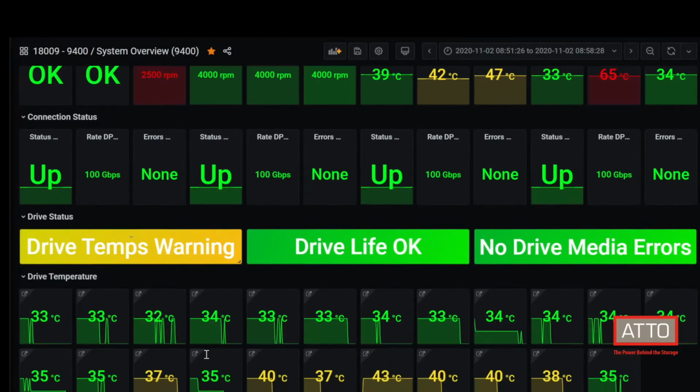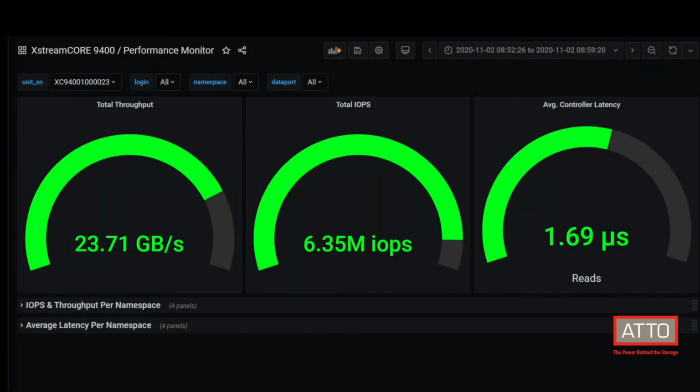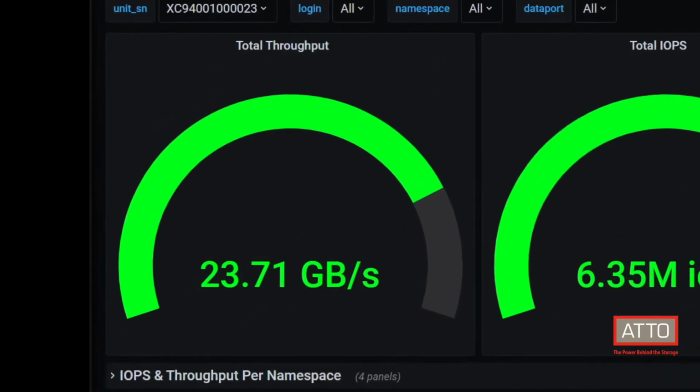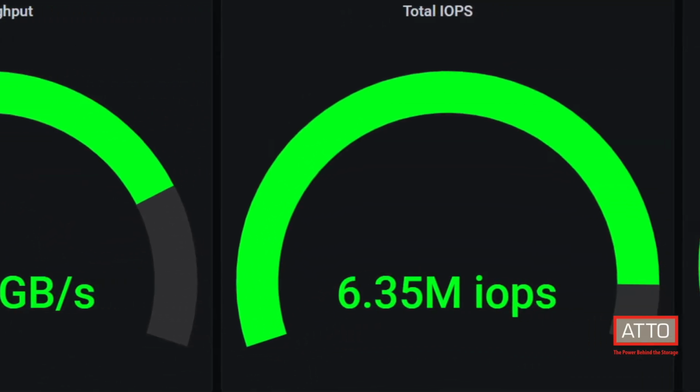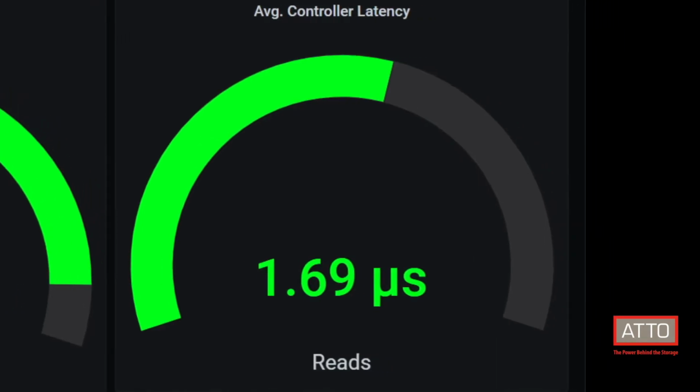The RToptimizer will also provide information regarding drive latency, Ethernet statistics, NVMe drive statistics, and general drive, controller, and enclosure health. This is the main dashboard for the RToptimizer. The 3 gauges along the top measure throughput, IOPS, and controller-induced latency, which we can see here is sub 2 microseconds, the best in the industry.